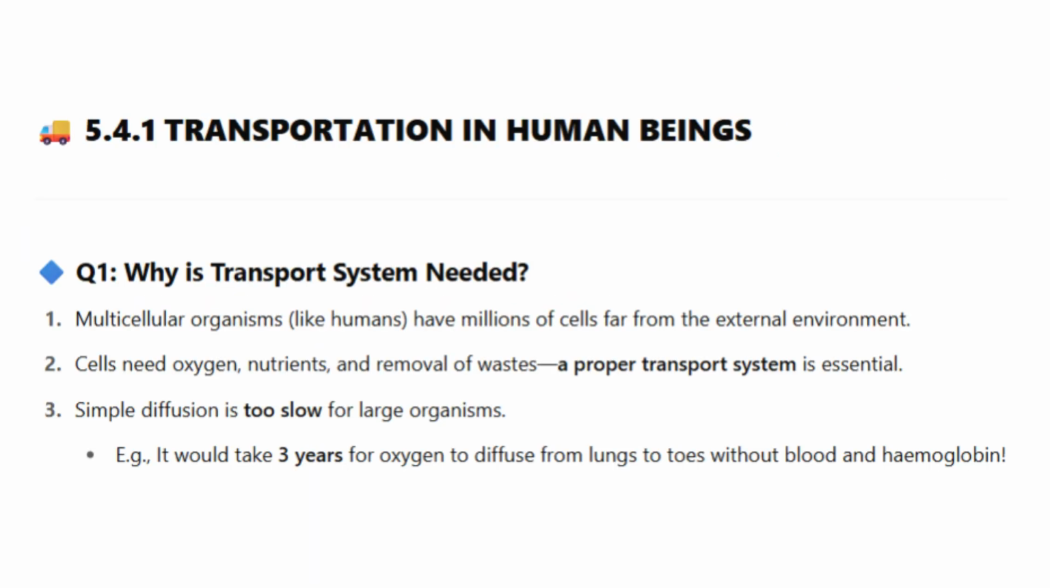5.4.1. Transportation in human beings. Q1. Why is a transport system needed? Multicellular organisms, like humans, have millions of cells far from the external environment. Cells need oxygen, nutrients, and removal of wastes, so a proper transport system is essential. Simple diffusion is too slow for large organisms. E.g., it would take 3 years for oxygen to diffuse from lungs to toes without blood and hemoglobin.